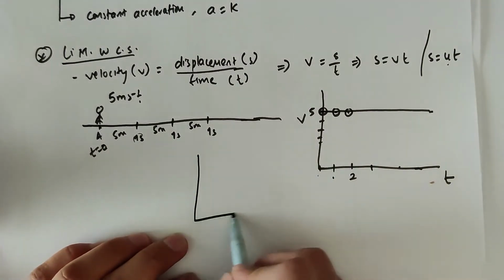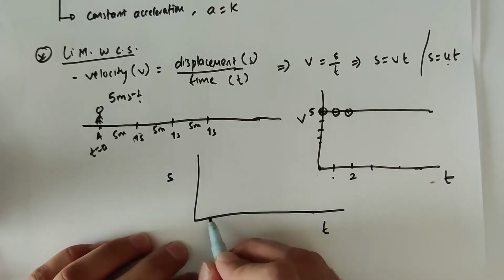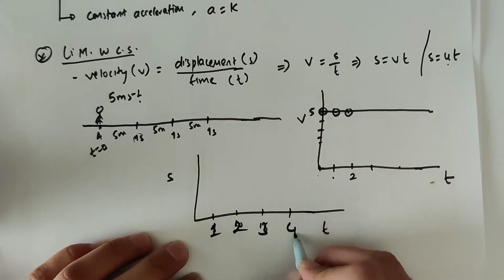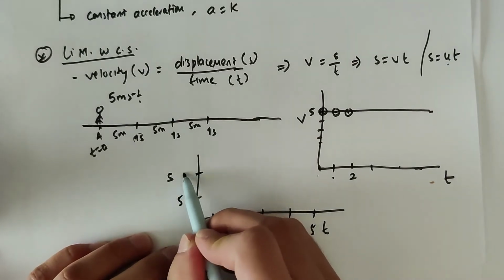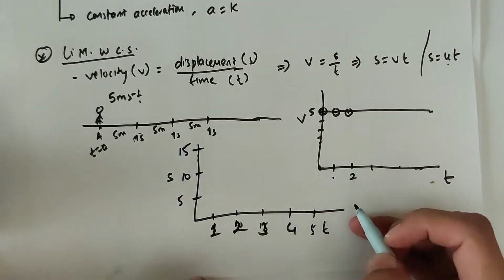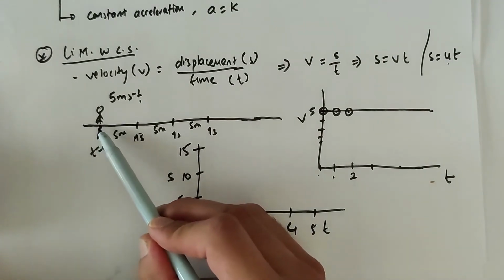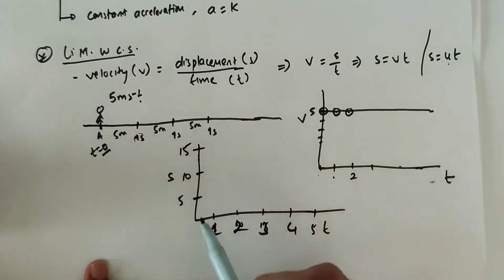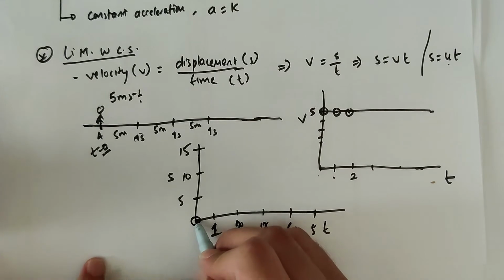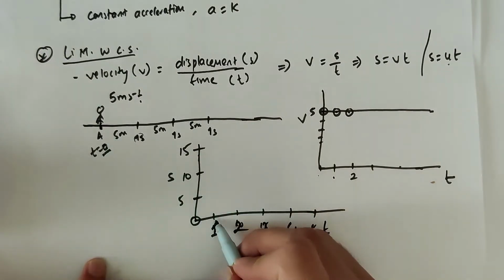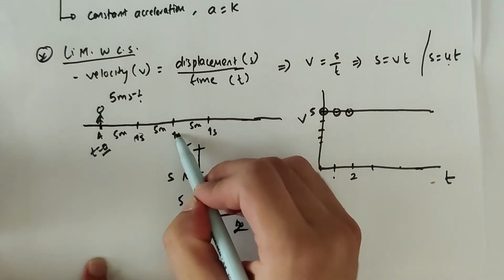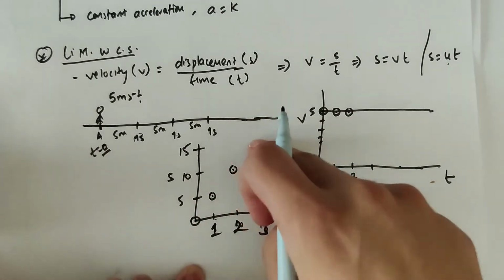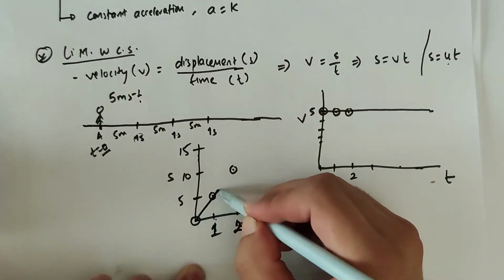Now if I try to plot the ST graph, let's say I have 1, 2, 3, 4 on the time axis, and then 5, 10, 15 on the displacement axis. I'm measuring his displacement from this point. When he was starting, at t equals 0, his displacement was 0. After 1 second, he has traveled 5 meters. And after 2 seconds, he has traveled 10 meters. If I continue this pattern, I'm going to fill these points up here. If I connect all these dots, I'm going to get a straight line.